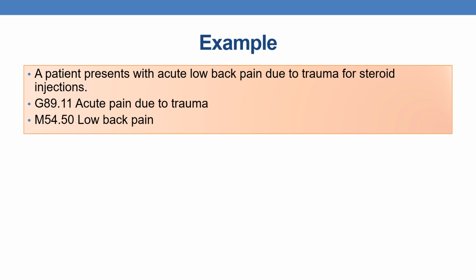Now let us see an example. Patient presents with acute low back pain due to trauma. First, steroid injection. Here the reason for visit is pain management. He is having acute pain due to trauma and the location is low back pain. So first G89.11 acute pain due to trauma, followed by M54.50 low back pain unspecified.